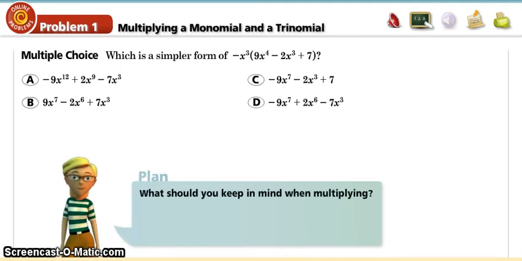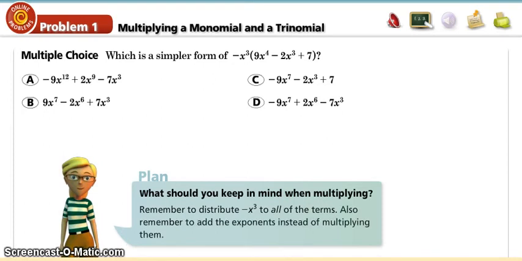What should you keep in mind when multiplying? Remember to distribute negative x cubed to all of the terms. Also, remember to add the exponents instead of multiplying them.